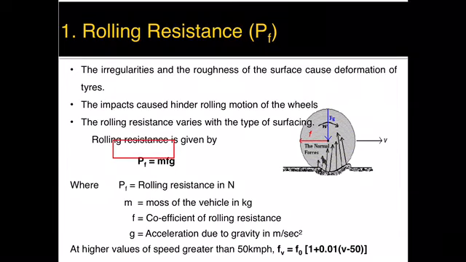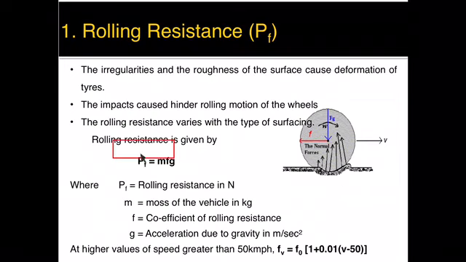You can see here the road surface has undulations. Because of this, a force, a resistance, will develop that hinders the rolling action of the wheel. This is called the rolling resistance. The rolling resistance that is developed depends upon the roughness of the pavement as well as the total weight of the vehicle.